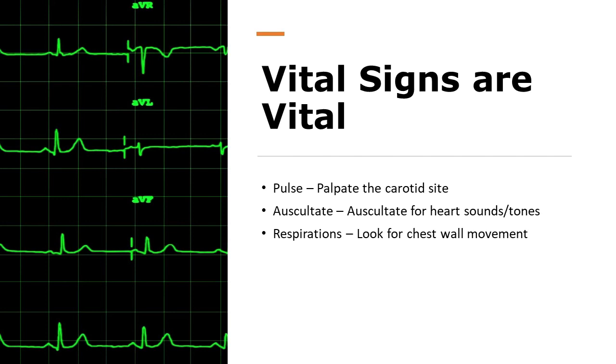So vital signs are vital. Make contact with the patient, touch them, palpate a pulse, and use your stethoscope. Auscultate for heart sounds, heart tones. Auscultate for respirations, even if it doesn't look like the chest wall is moving. Expose the chest, look at the chest, and listen for any breath sounds.